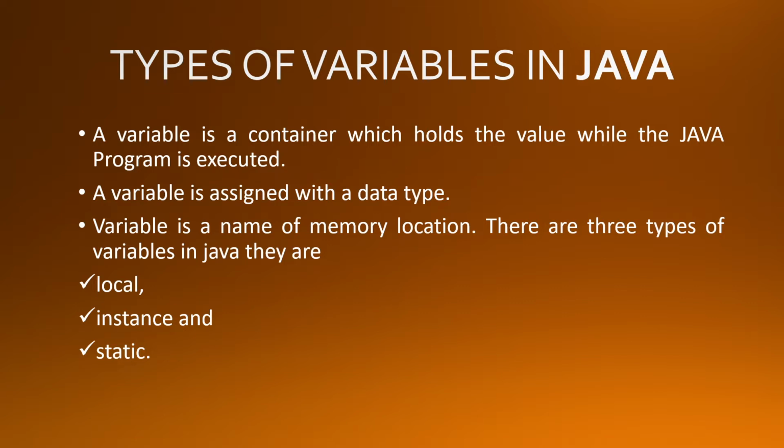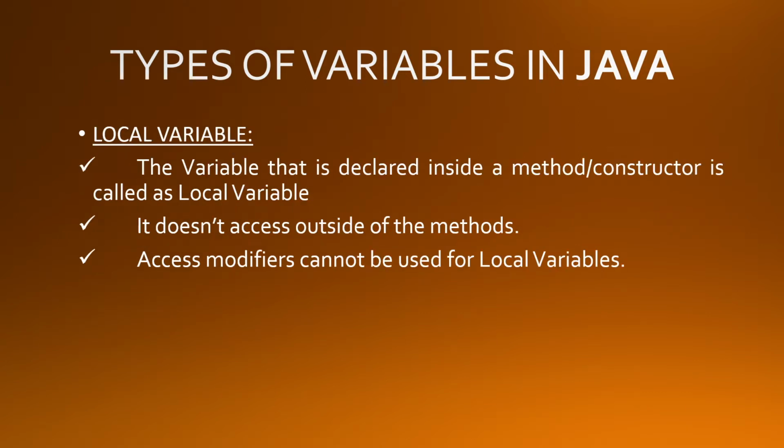We will see them one by one, so let me go to the next slide. What is a local variable? A variable that is declared inside a method or constructor is called a local variable. This local variable can't be accessed outside of the method, and for local variables we cannot use access modifiers.